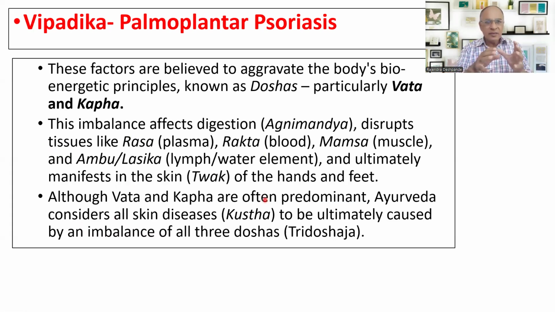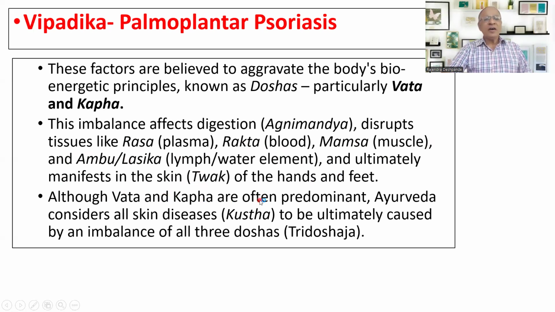These factors together are believed to aggravate the body's bioenergetic principles known as doshas, particularly Vata and Kapha dosha imbalance. This imbalance first affects digestion, that is Agnimandya, disrupts the tissues like Rasa, that is plasma, Rakta, that is blood, Mamsa, that is muscle, and Ambu or Lasika, that means lymph or water element, and ultimately manifests in the skin or the twak of the hands and feet.